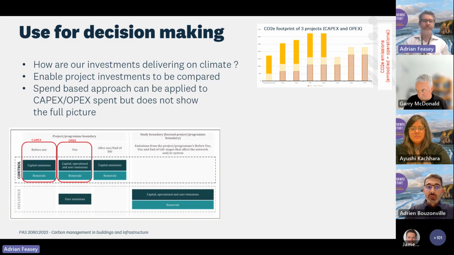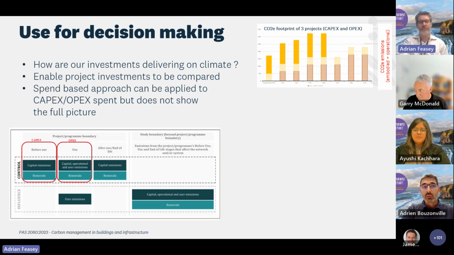This work can also be used to support decision-making processes. There is a rising concern to inform decision-making and budgeting, to demonstrate how our investments are delivering on climate. This is the case for our regional long-term planning process, which is often CapEx and OpEx driven. A spend-based approach can be applied to CapEx and OpEx spend.